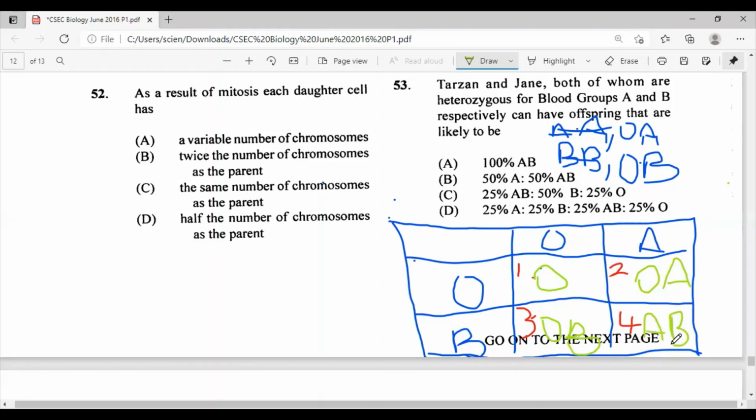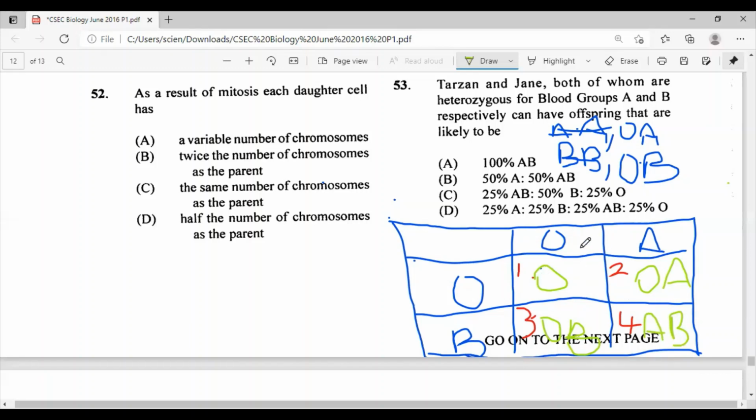All right. So now, as you can see, we have all the possibilities of all the children that Jane and Tarzan can have. So one of the children would have a blood group or a blood type being O. Another one would have a blood type being OA. The third one would have their blood being OB. And the fourth child can have their blood being AB.